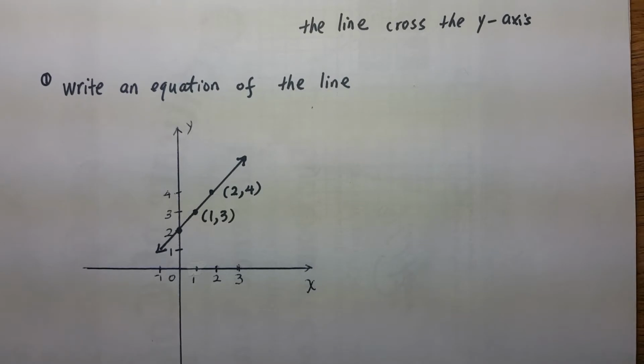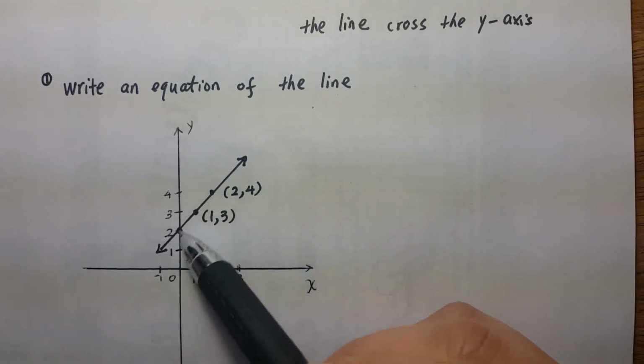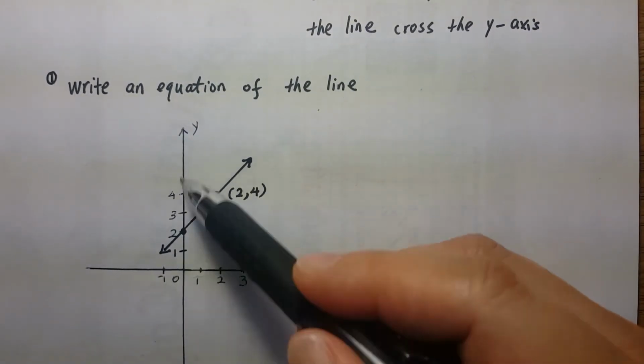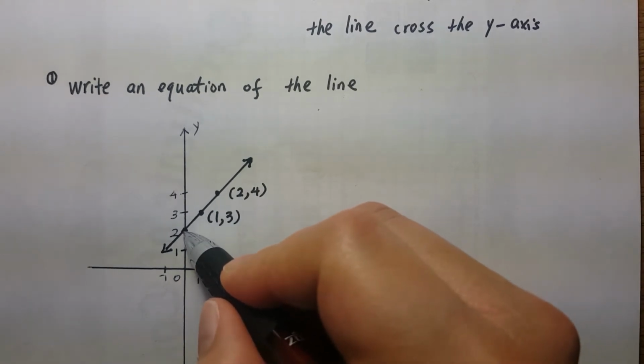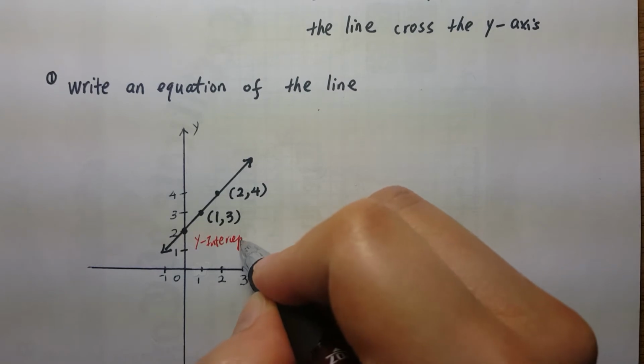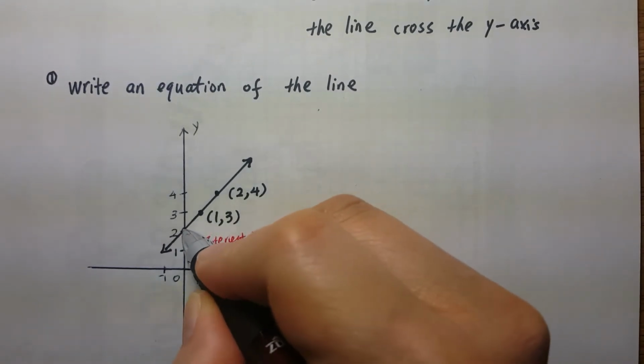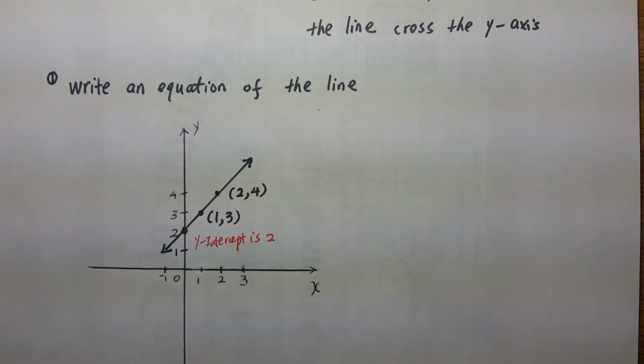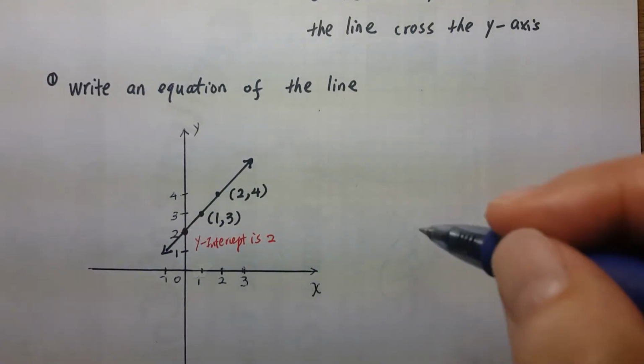Over here, we have a line that crosses the y-axis at 2. So we say that the y-intercept is 2. We found the y-intercept, and it is the easiest thing to find. Now after we found the y-intercept from the graph, we are going to find the slope.